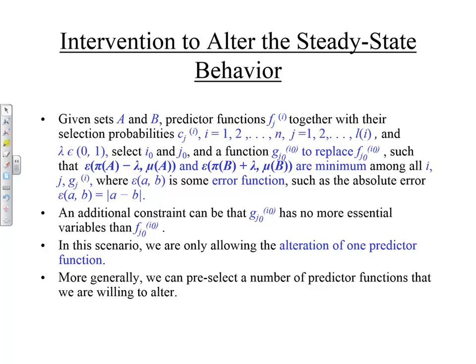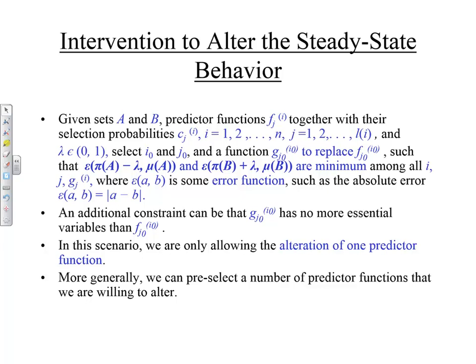And how are you going to change that particular column, replacing it such that the sum norm of the difference between pi A minus lambda, we are trying to decrease A by the probability mass in A by lambda, and you're trying to make it equal to mu A. So that should be small, and even this one should be small. They're minimum among all possible changes that are allowed, all possible predictor changes, that 256 times 5. An additional constraint could be that Gi0,J0 has no more essential variables than Fi0,J0, because in the truth table, essential variables are variables that really matter when you're doing the prediction.